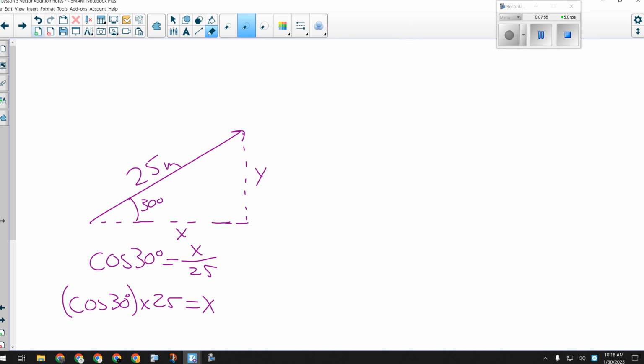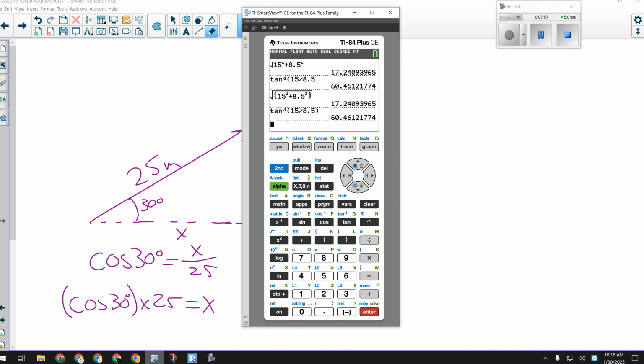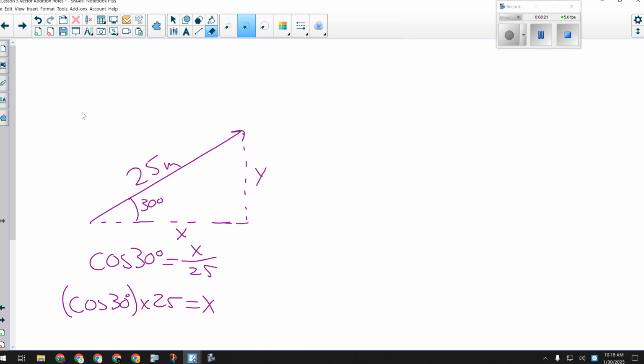All right. So if I punch that in, making sure my calculator is in degree mode, cos of 30 times 25. So in this vector, or following this vector, I will end up 21.65 meters east of where I started. I'm also going to end up somewhere north of where I started as well, but this is just the east or horizontal component. So I've got that 21.65.